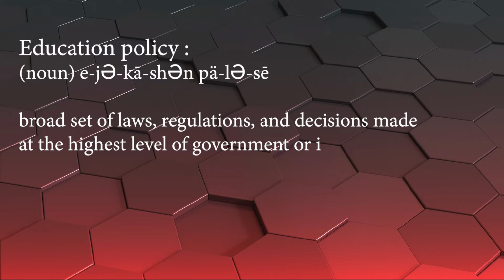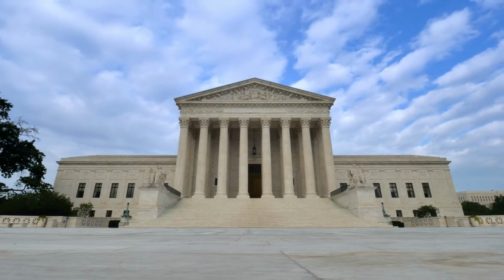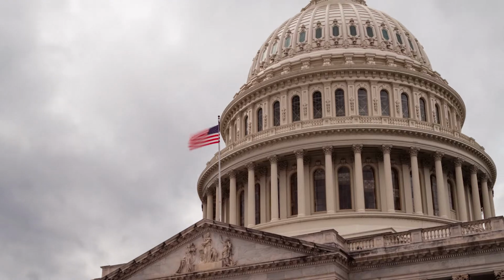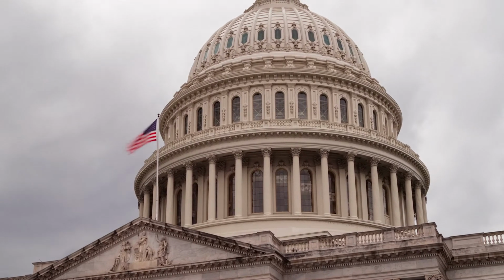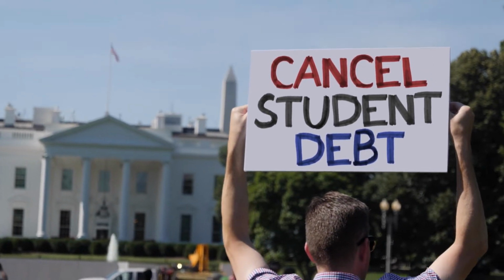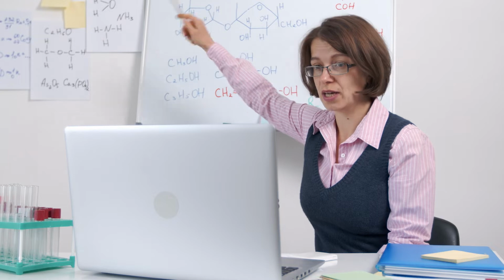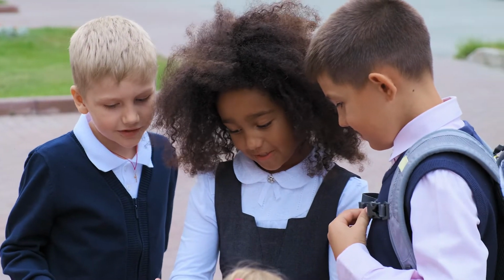Education policy includes a broad set of laws, regulations, and decisions that could be made at the highest level of government all the way down to the classroom. When we think about education policy with respect to the federal and state governments, it can often feel inaccessible, hard to understand, or even impossible to influence. But you interact with education policies every day, such as class start times, grading policies, dress codes, or even that time you needed to ask your professor for an extension.